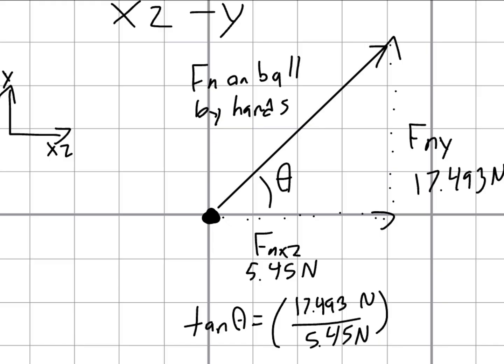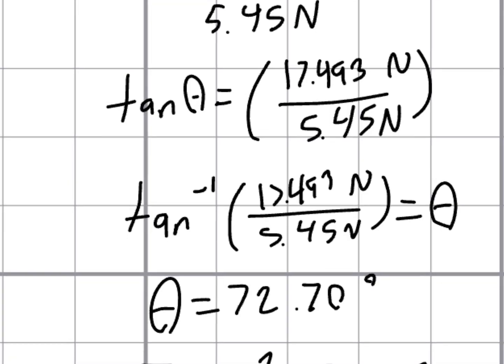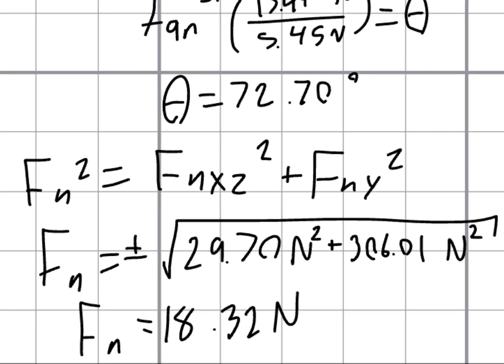As shown earlier, force components make a right triangle, and as a result, we can use trig functions to find the angle made between them. Again, the inverse tangent function can be used to show that I need to throw the ball at 72.7 degrees facing upward. Additionally, this right triangle allows use of the Pythagorean theorem, which can be used to show that the normal force I need to exert to get the ball into the hoop is 18.32 newtons.